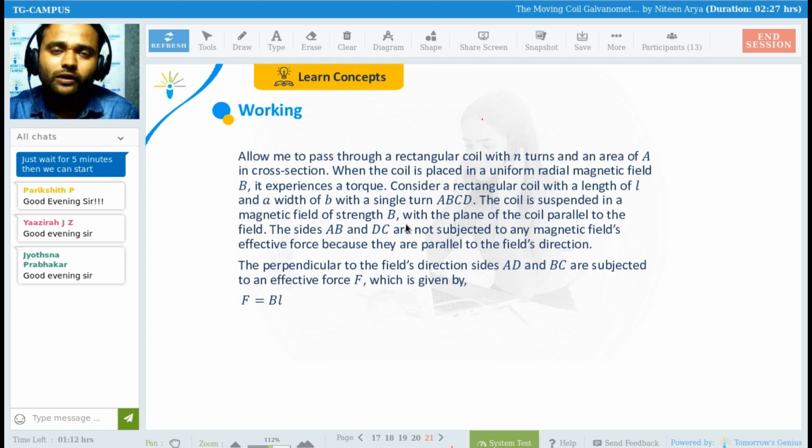Whenever any current carrying coil is situated in a uniform magnetic field, it feels a torque. As simple as that. Whenever we give the current to the coil, it feels a torque, and due to this torque, it is going to rotate. This rotation we measure. So we reverse this scenario now. If we have a rotation in any coil whenever we apply the current, we can measure that current on the basis of that rotation.